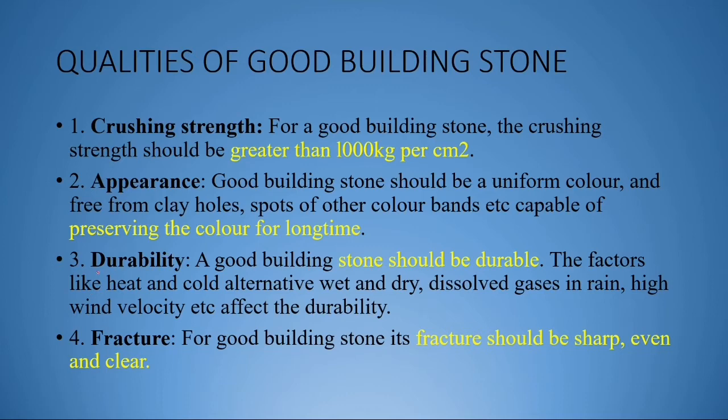Third one is durability. A good building stone should be durable. Factors like heat and cold, alternate wet and dry, dissolved gases in rain, high wind velocity, etc. affect the durability. Fourth is fracture. For a good building stone, its fracture should be sharp, even and clear. We are going to discuss this in the coming slides. We just have to remember these properties. Appearance and durability are just logical things.